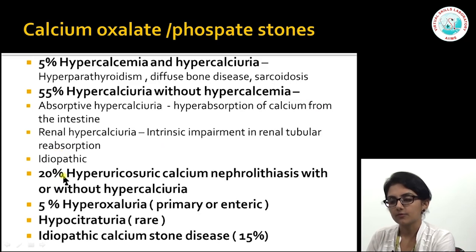In a smaller percentage of patients, you could actually have hyperuricosuric calcium nephrolithiasis with or without hypercalciuria. Therefore, there would be increased uric acid levels in the urine without increased calcium levels in the urine. In a small percentage of patients, approximately 5%, there would also be evidence of increased calcium in the blood. Therefore, hypercalcemia along with hypercalciuria. This can be seen in states of hyperparathyroidism, diffuse bone disease, for example, due to metastasis or sarcoidosis.